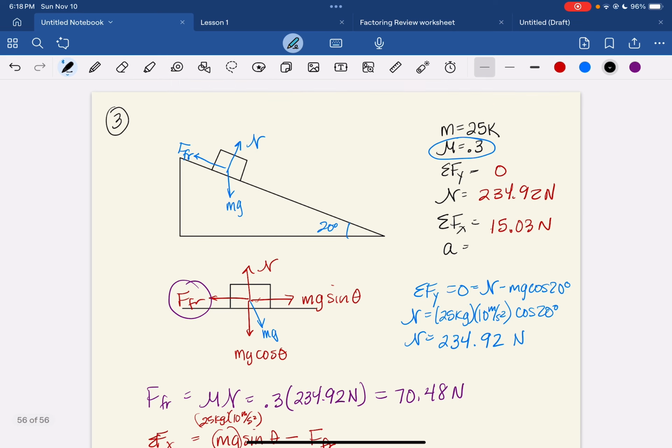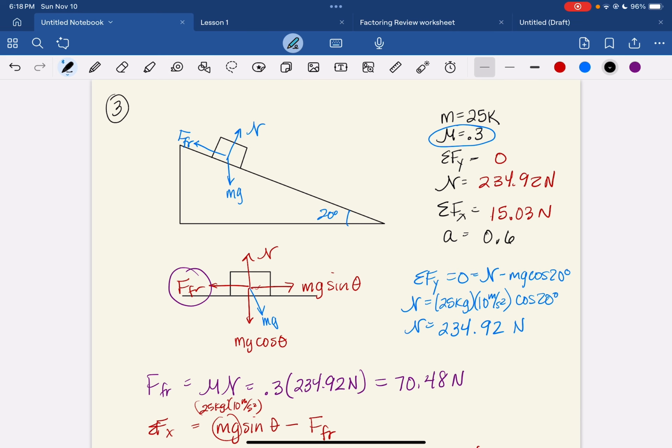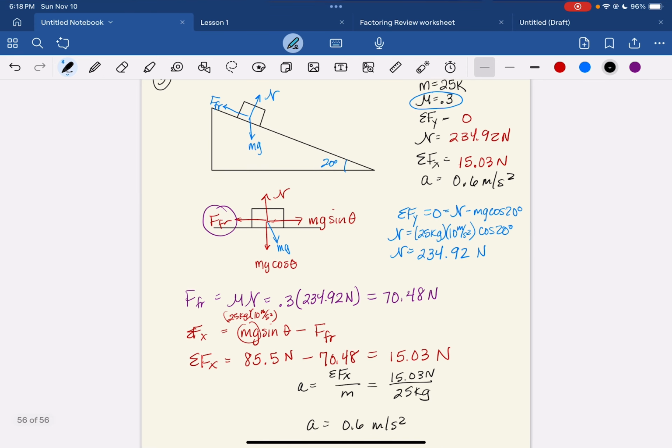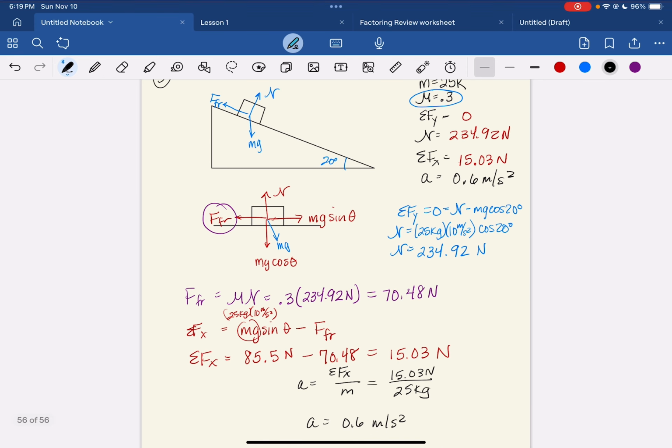So 0.6 meters per second squared. On Tuesday, I will likely give you guys an inclined plane with friction. So make sure you know how to do this one.